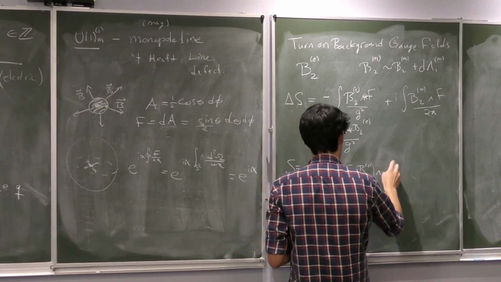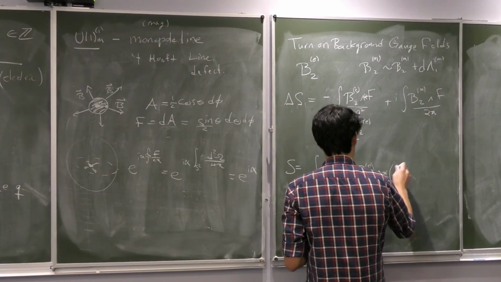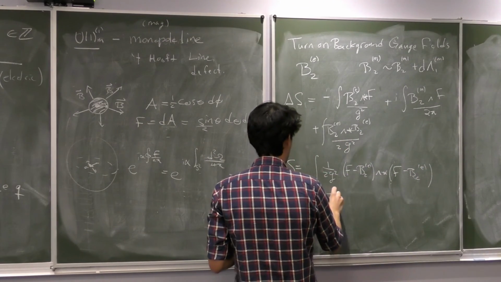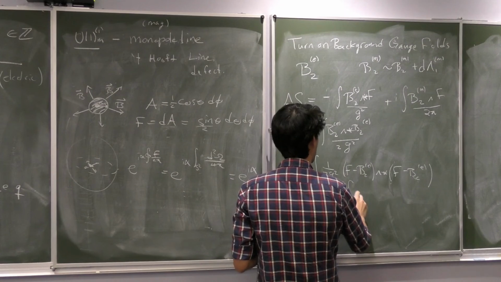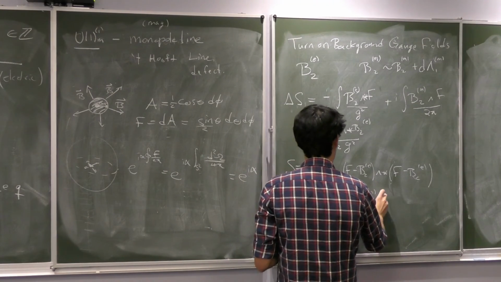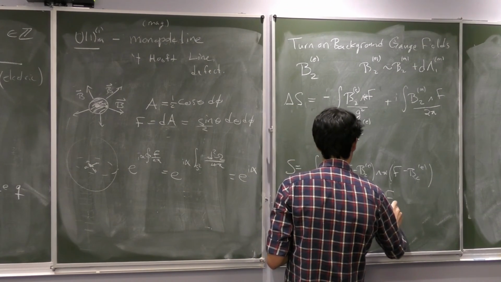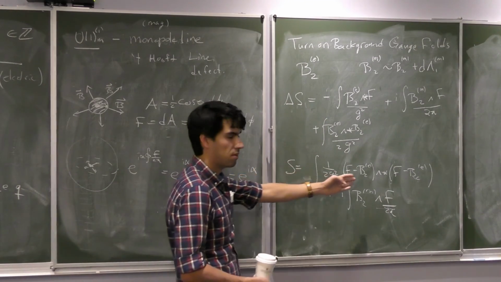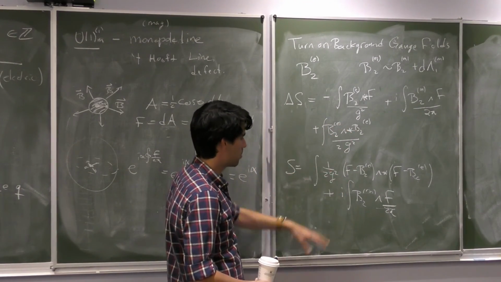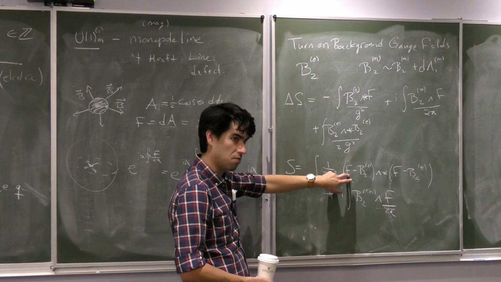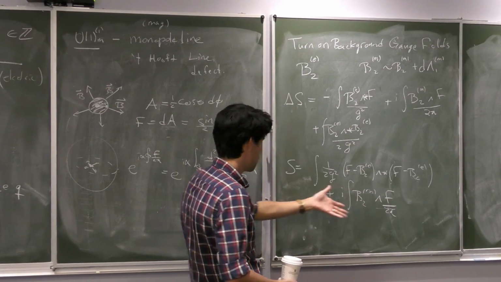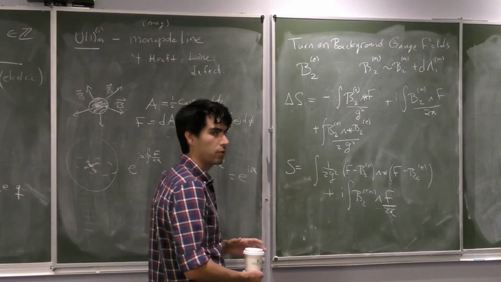(F minus B_E) wedge star (F minus B_E), and then we have a second term, B magnetic wedge F over 2 pi. So this looks almost exactly the same, except that all of the degrees are different. So you can think of F as like d phi, and then all the equations are exactly the same as we had before.